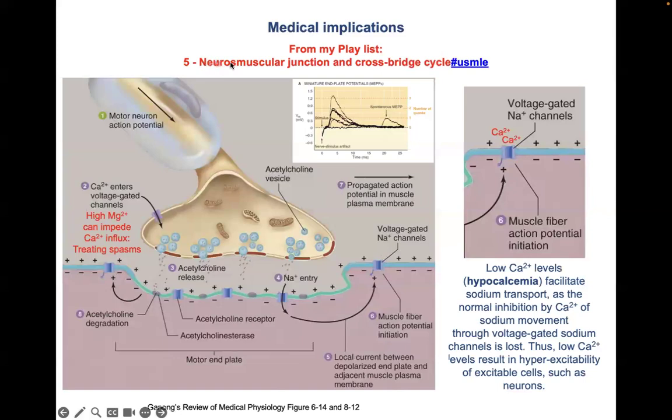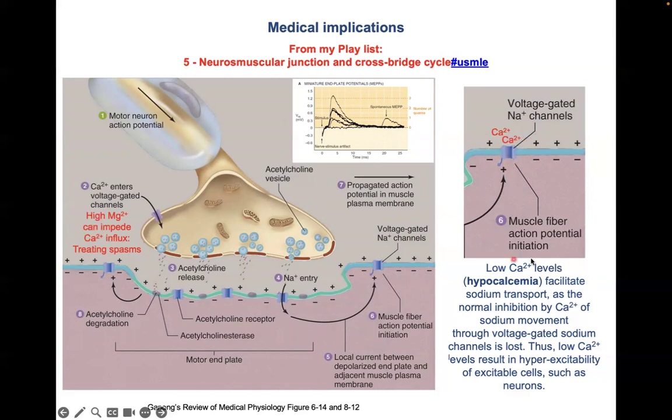I discussed the neuromuscular junction in this part of my playlist. Remember, for depolarization, for action potential, we need the voltage-gated sodium channels here, highly specific to sodium. Physiologically, we always have some calcium around these voltage-gated sodium channels. So the presence of calcium makes it harder for sodium to move through these channels, okay?